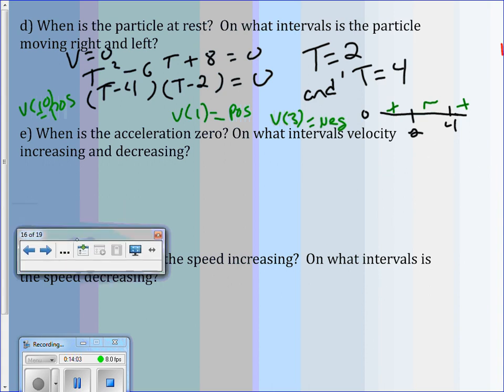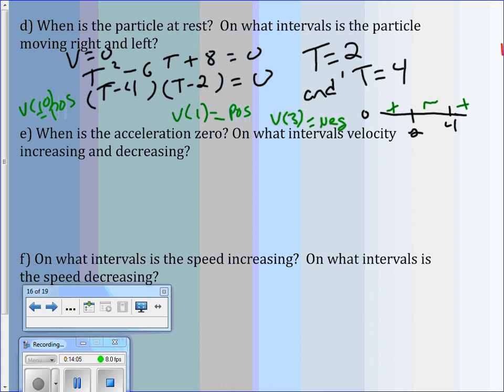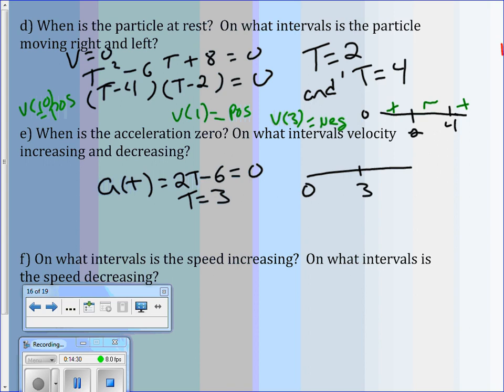Okay. When is the acceleration 0? Well, my acceleration as a function of time was given by 2t minus 6. There's only one 0 there, and I can set that equal to 0. The only solution is t equals 3. So my number line's a little bit simpler. 0, 3. It's going to be positive on one side, negative on the other. We've got to figure out which one.